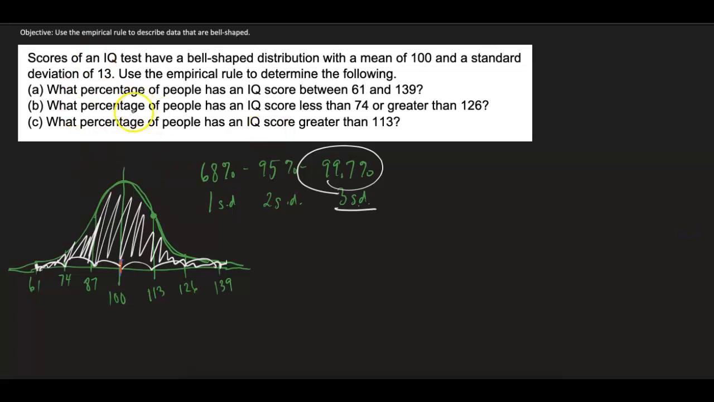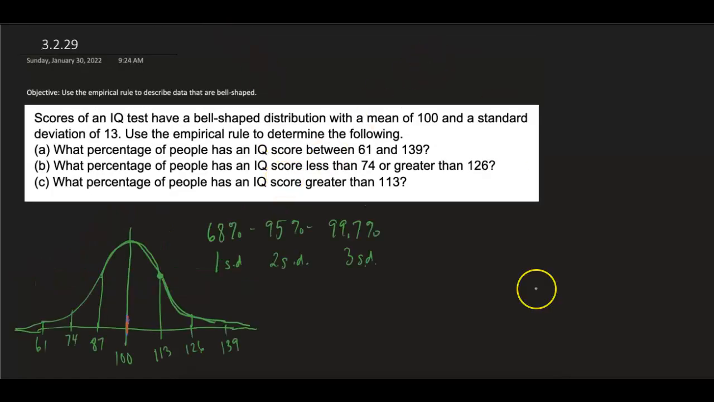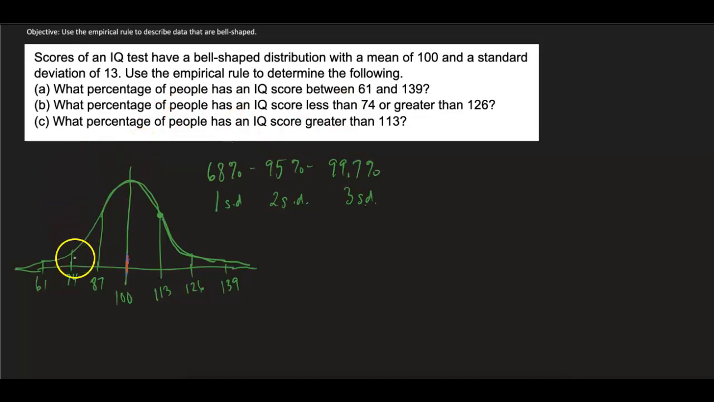So for the next one, what percentage of people has an IQ score less than 74 or greater than 126? So let me go back again. Less than 74. Here's 74. And here are the people less. And that includes the tail that's outside of that empirical rule. And greater than 126. So again, that includes that smidge outside as well.